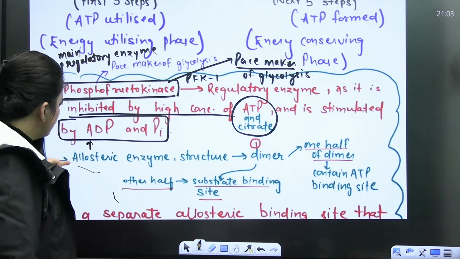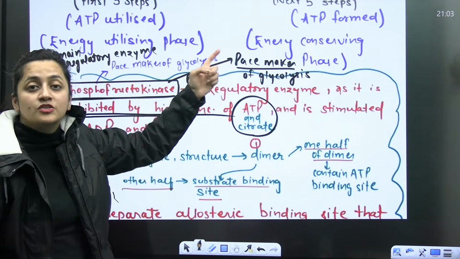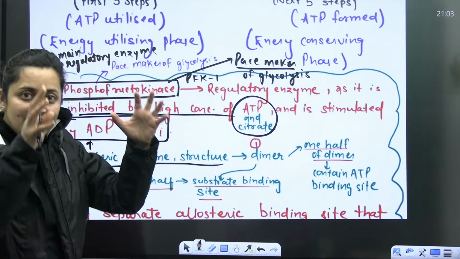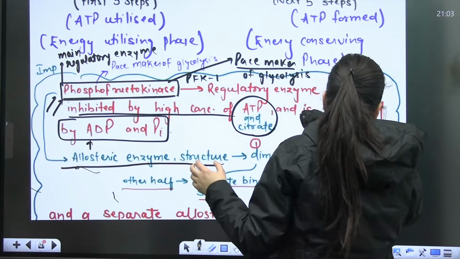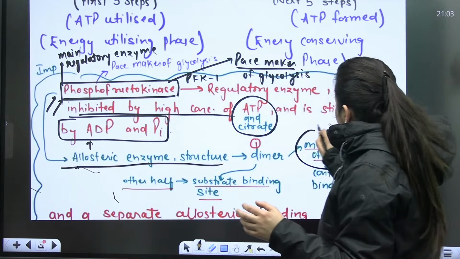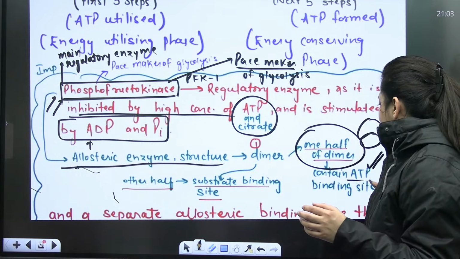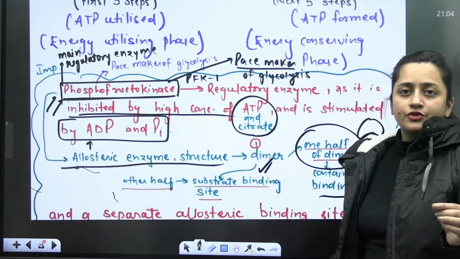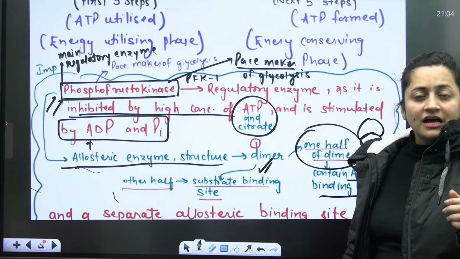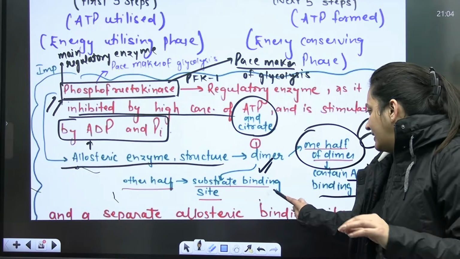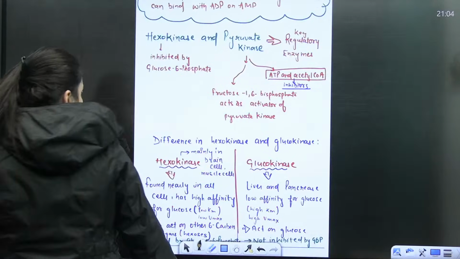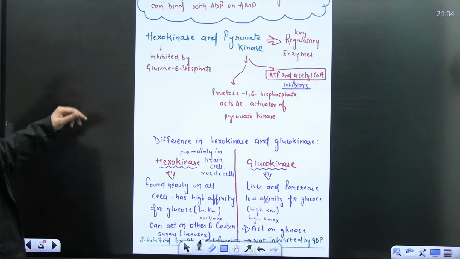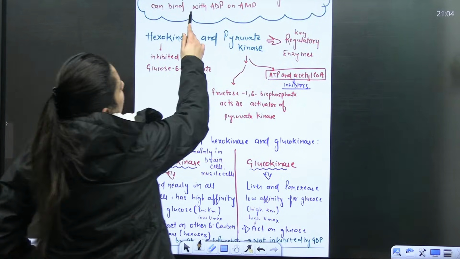So this phosphofructokinase 1 is an allosteric enzyme, guys. We know enzymes are proteinaceous, and it has a dimer. One half of this dimer has the ATP binding site. Another half can bind to the substrate, right? It is an allosteric enzyme, with a separate allosteric binding site. One is for the ATP, another is for the substrate, and there is a separate site where ADP or AMP can join.